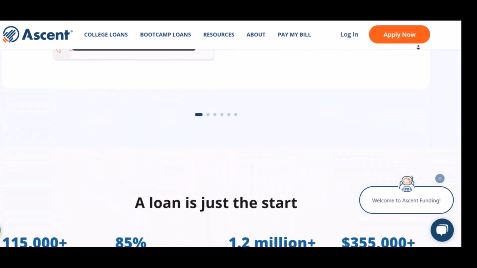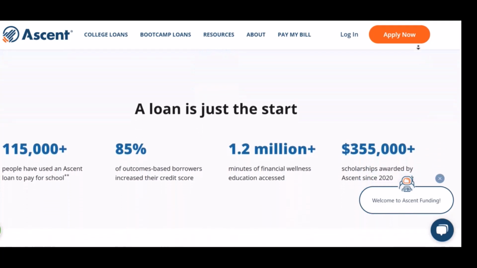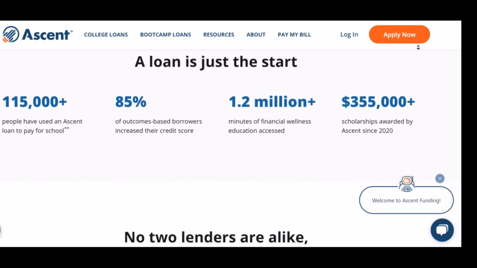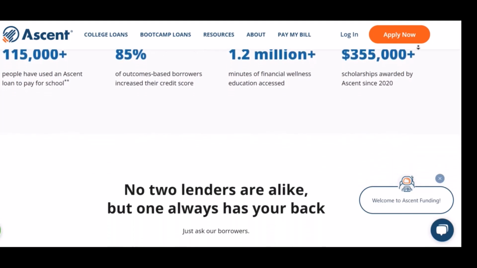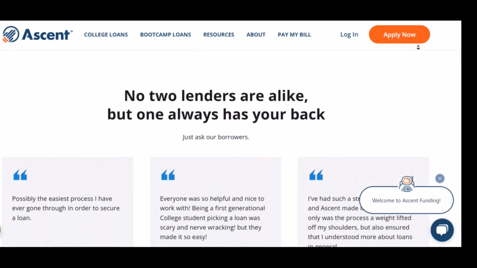Communicate with your school's financial aid office. Inquire about their loan certification timeline, and ensure they have all the necessary information from you.